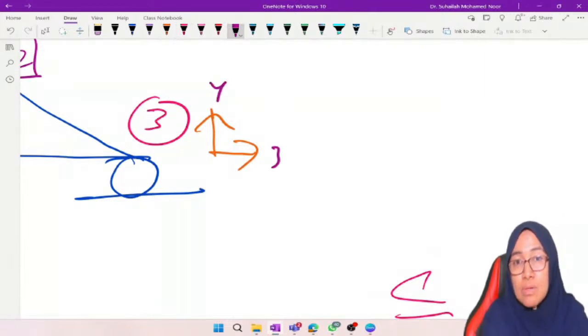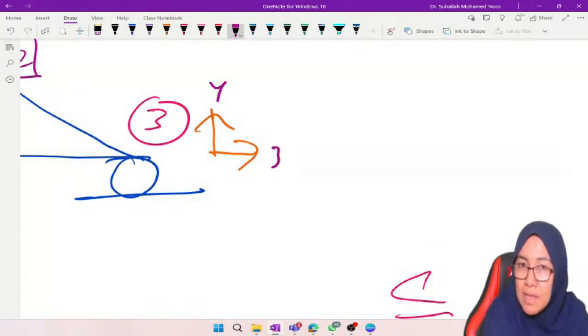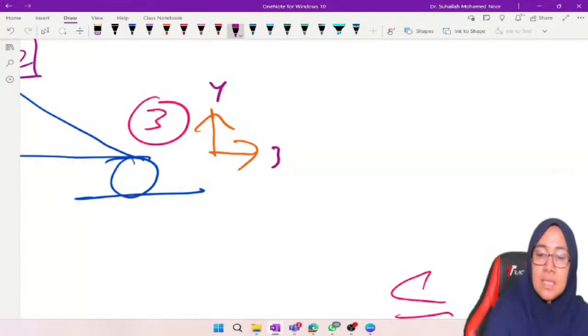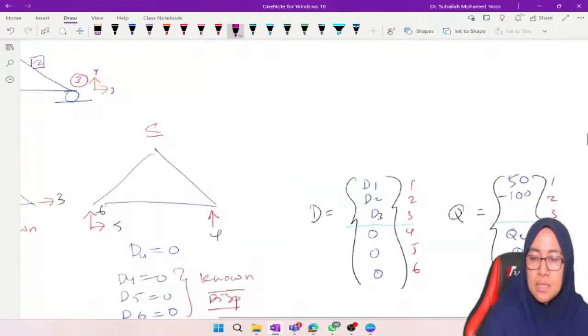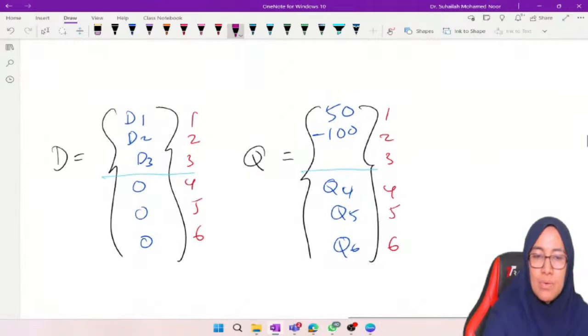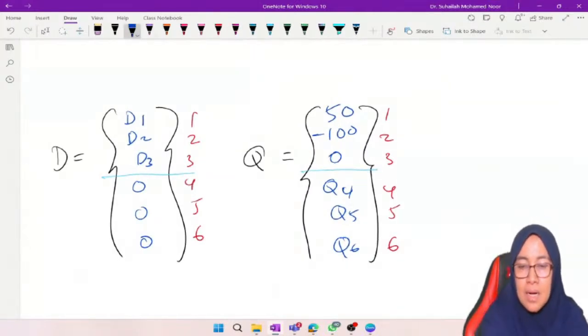Q3. Only if the horizontal force is given in the question, then it has value. Now, the horizontal force is not subjected here. So, the value is 0. So, inside the matrix, the value is 0 unless the value is given in the diagram.